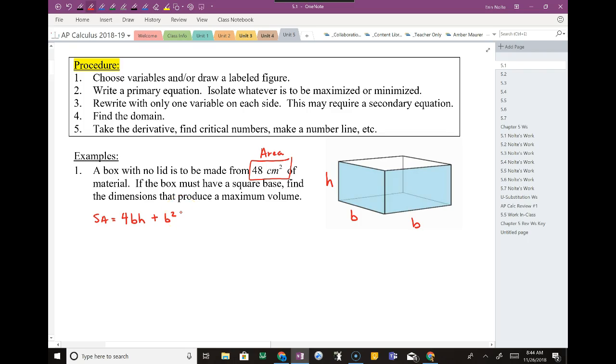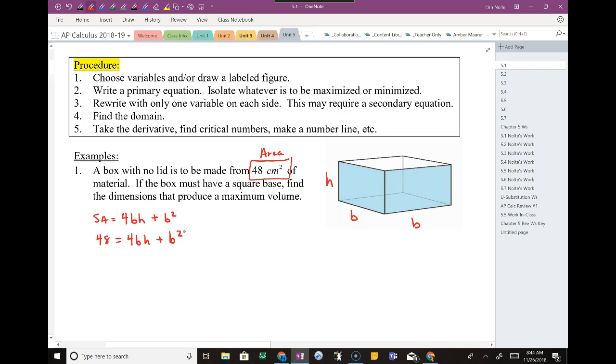Okay, so we know that the surface area is equal to 48 centimeters squared, the given amount. Sorry, I didn't really set that up. Okay, so that's the given information.